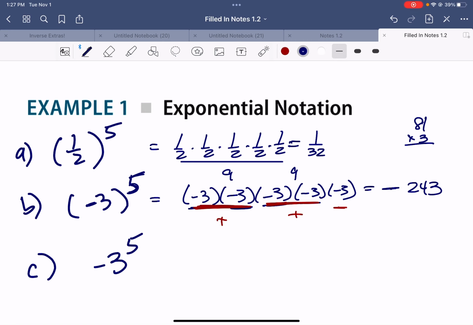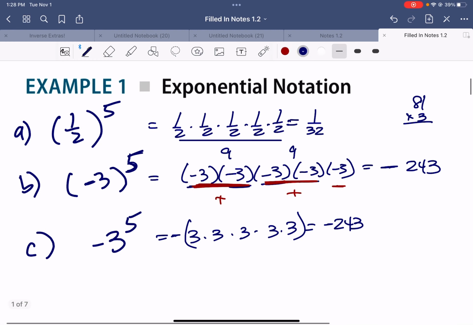Now, this is different. How is this next one different? It is take 3 to the fifth and then make your answer negative. So this is 3 times itself, 1, 2, 3, 4, 5 times to get 243. And then at the very end, whatever you get, make it negative. So this is negative 243. You end up getting the same answer this time, but that won't always happen. So you need to be careful.